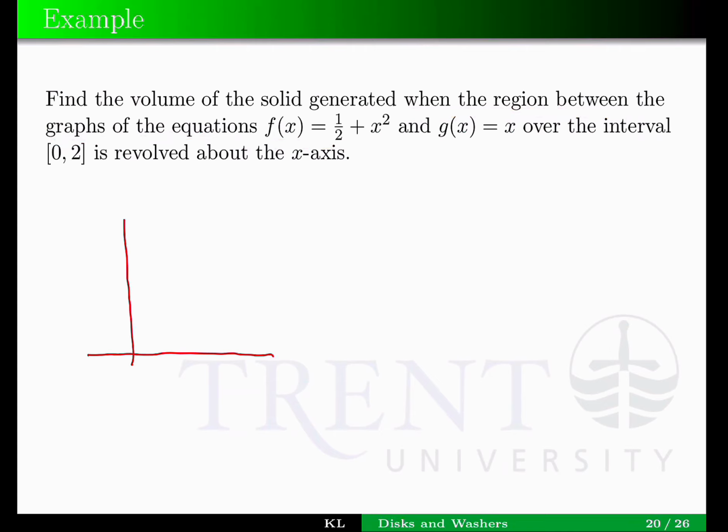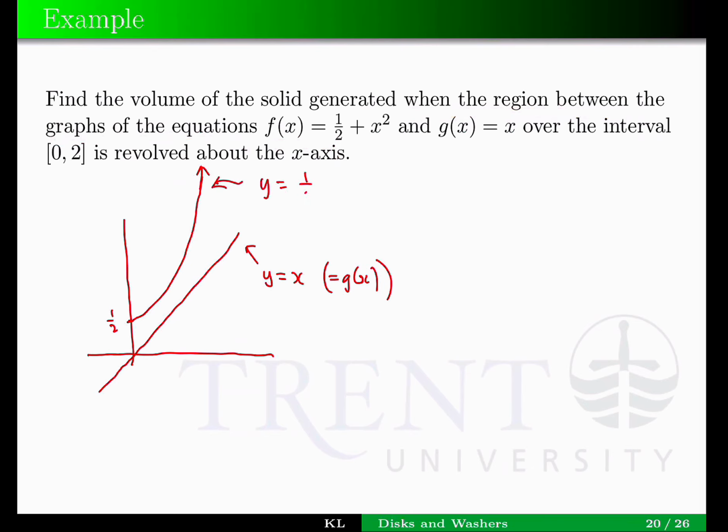g of x equals x, it's just this straight line here, 45 degrees. So this one is y equals x, or this is your g of x. Your f of x, it's a square function but shifted 1/2 unit up. So in here, if this is 1/2, your f of x will be something like this. Not to scale, okay? So this one here is y equals 1/2 plus x squared, which is equal to your f of x.